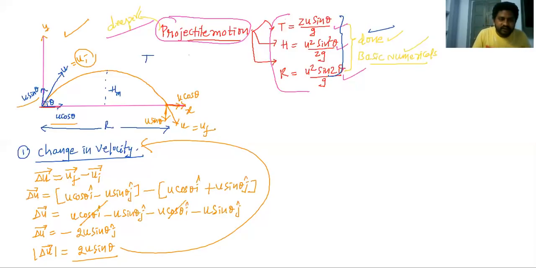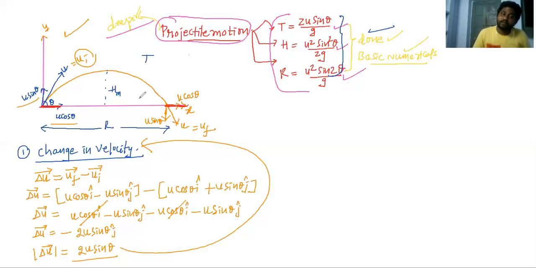Direction you identify: this is u cos theta, and this is also u cos theta. Both are in the same direction, right? And the magnitudes are also the same, u cos theta and u cos theta. So there's no change in the magnitude as well as the direction. So you can conclude that there's no change in the x component of velocity.